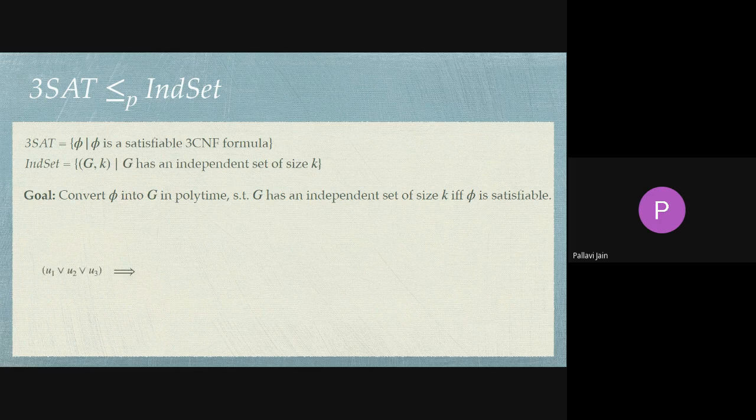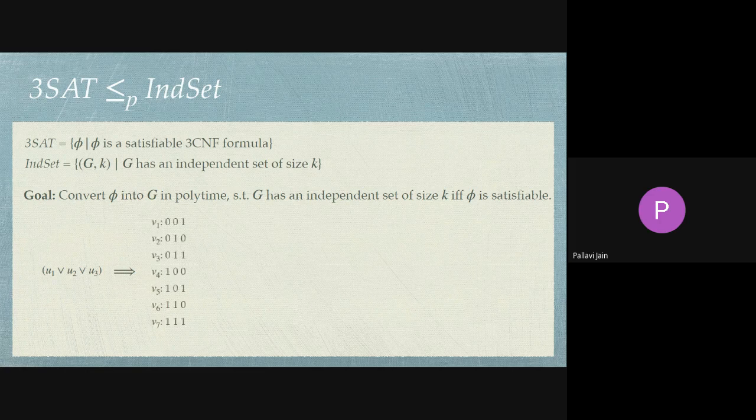Suppose you have one clause of length 3, with U1, U2, and U3 in it. How many different possible assignments to the variables can you have? 2 to the power 3, right? We can have 8 possible different assignments. And out of them, how many will satisfy this clause? 7, right?